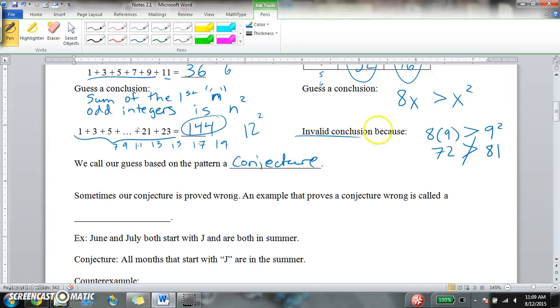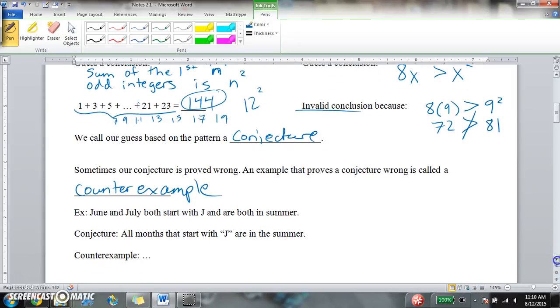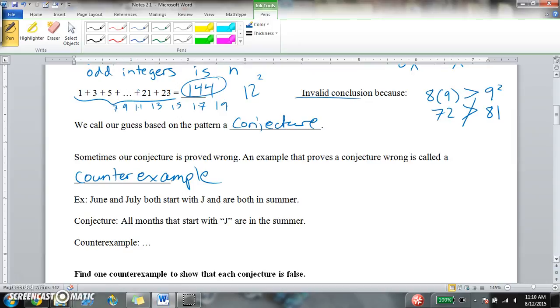Sometimes, however, like we saw up here with this example, our conjecture is proved wrong. An example that proves a conjecture wrong is called a counterexample. So what do I mean by that? An example: June and July both start with J and are both in the summer. So this is a pattern here.